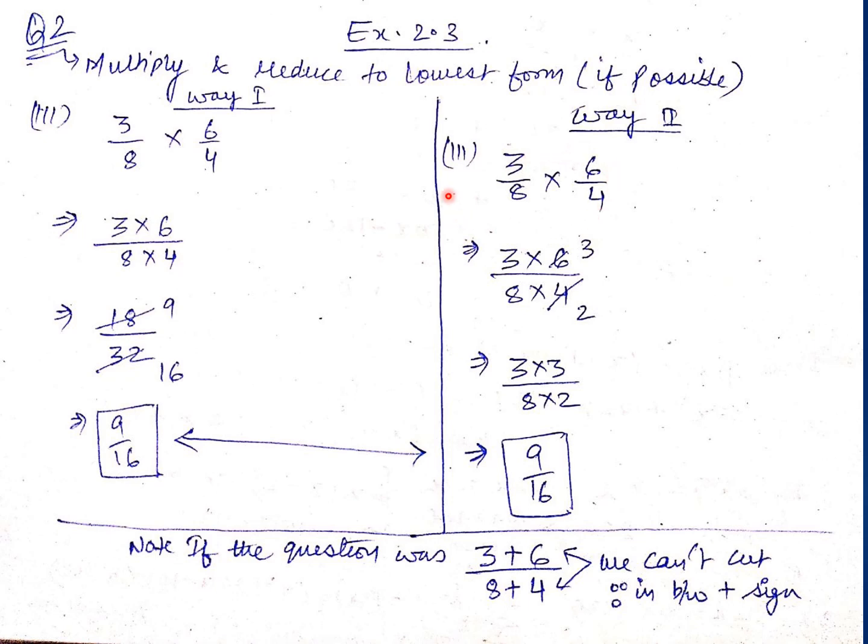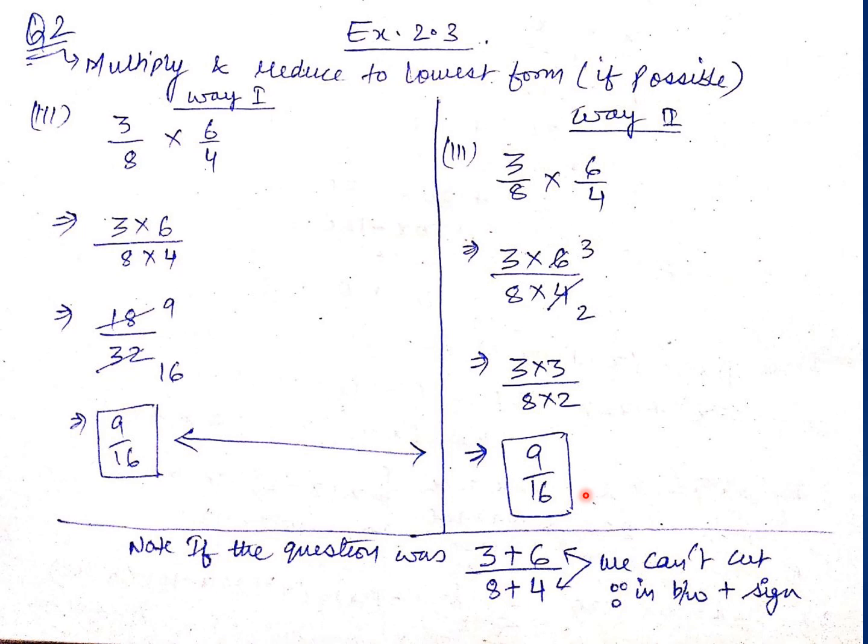Now in way 2, let's see what we do. We have the same question, 3 upon 8 multiplied by 6 upon 4. First I have written the numerators together as 3 into 6 upon 8 into 4. That is the general rule of fraction multiplication. Now before multiplying them, I saw that 6 and 4 have a common factor, and that is 2, because 2 can cut 6 as well as 4. So it is 2 threes are 6 and 2 twos are 4. So the final answer will be 3 threes are upon 8 twos are, like this. Hence the answer is 9 upon 16.